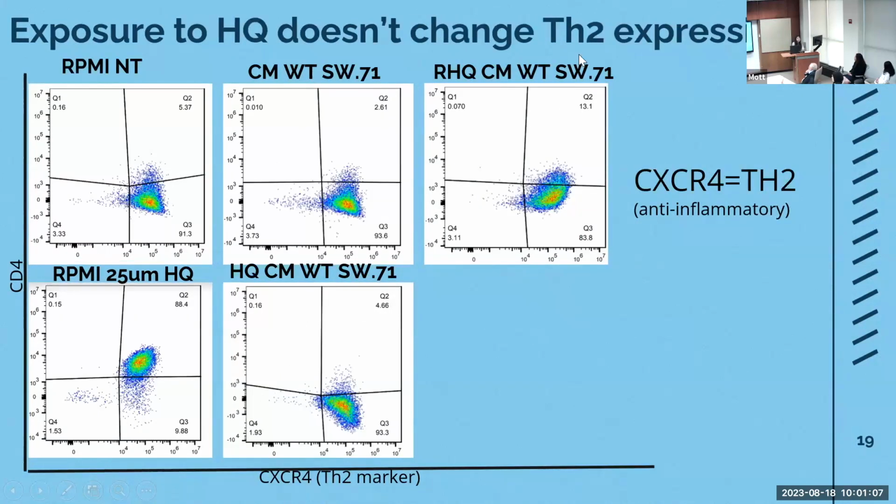The last marker we looked at was Th2. We looked at CXCR4, which is a marker for Th2, and Th2 is anti-inflammatory. When we compare our no treatment control group to the conditioned media wild-type SWAN71, we see no change. When we add hydroquinone into the RPMI, we see a shift towards double positive for CD4 and CXCR4.